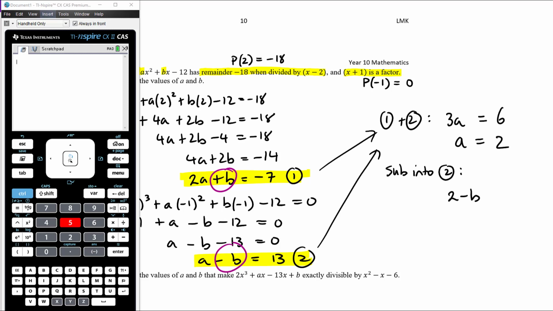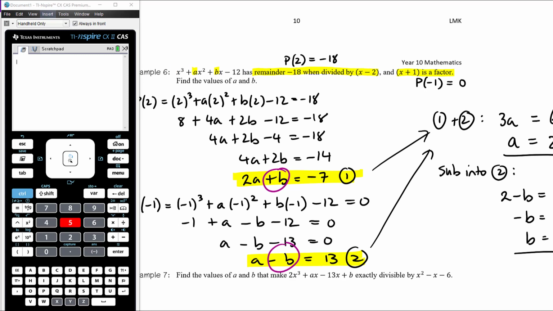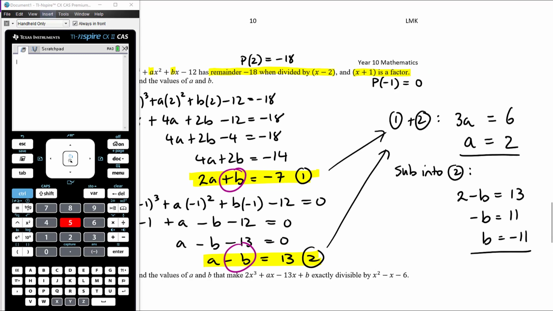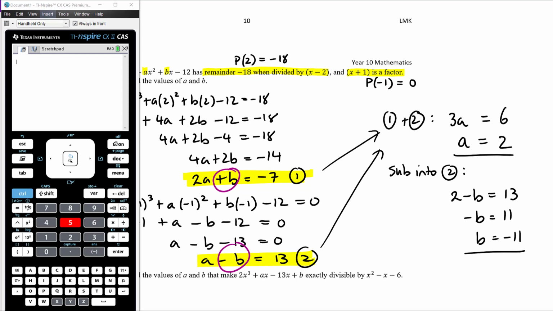So we get 2 minus b equals 13. And so negative b equals 11. And so b is negative 11. So if a was 2 and b was negative 11 in the original polynomial, we would have found we had a remainder of negative 18 when we divided by x minus 2, and no remainder when we divide by x plus 1, which is because x plus 1 is a factor.